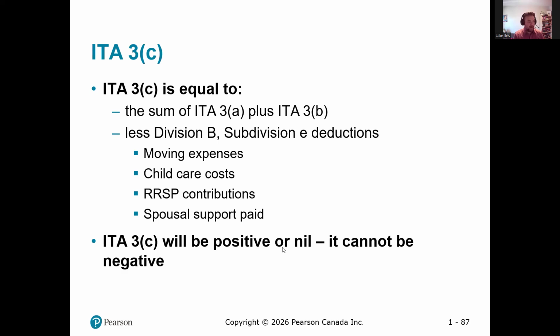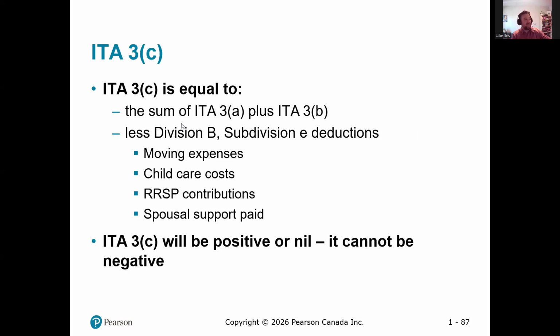This amount will be positive or nil. It can never be negative. A negative expense doesn't exist. If I have moving expenses that somehow made me money, that might somehow be a new source of income if I'm charging people to move me somehow. So expenses are never negative, we are subtracting positive expenses.